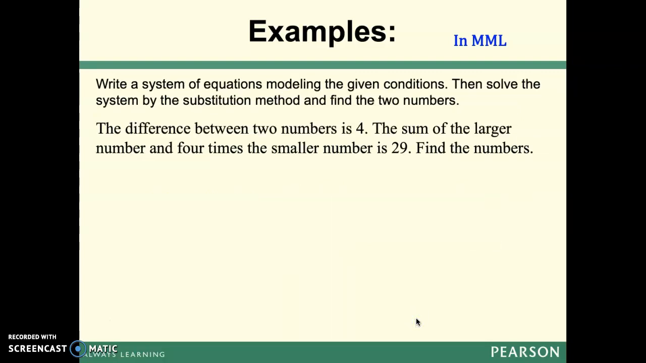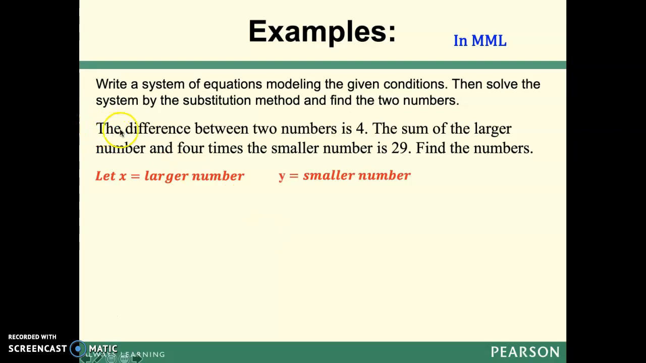One more. Same kind of deal. Write the system of equations, then solve for the two numbers. It says the difference between two numbers is 4. The sum of the larger number and 4 times the smaller number is 29. Find the numbers. Once again, let's define our variables. This time I said let x equal the larger number and let y equal the smaller number.